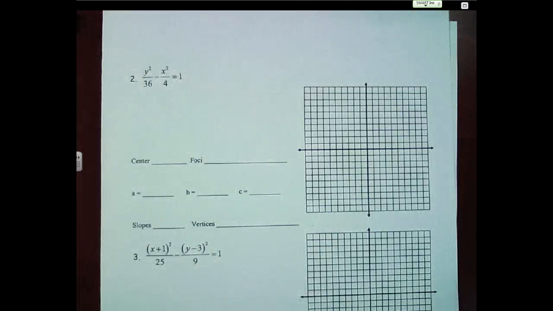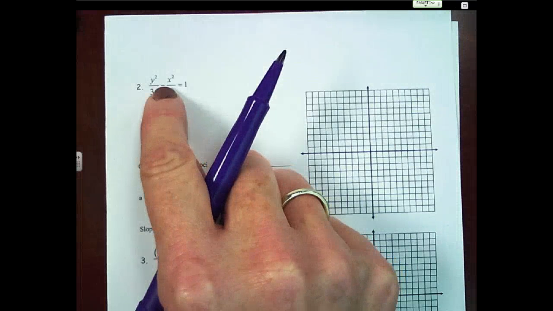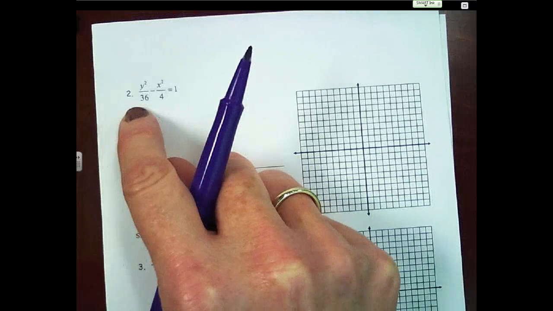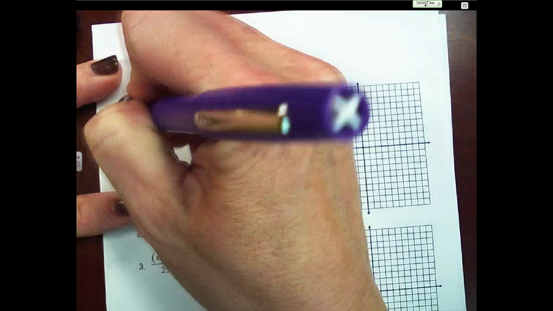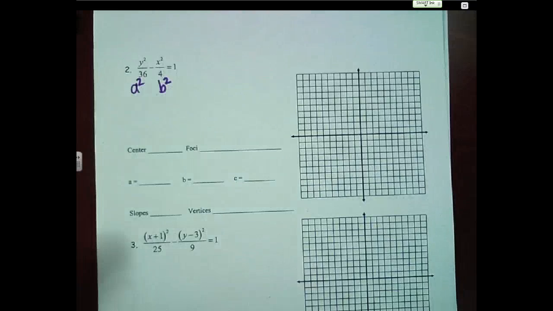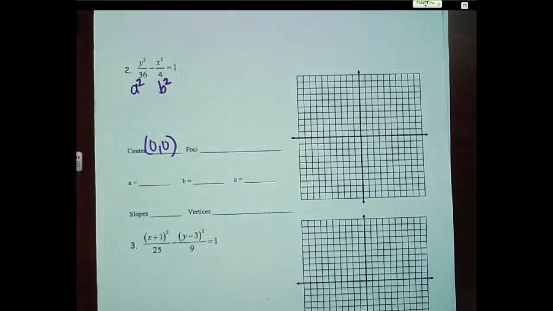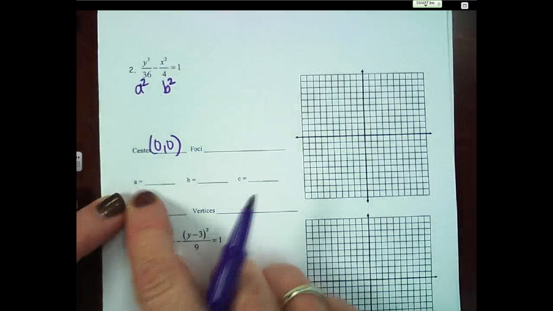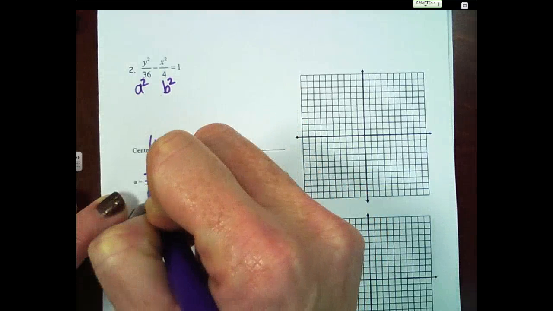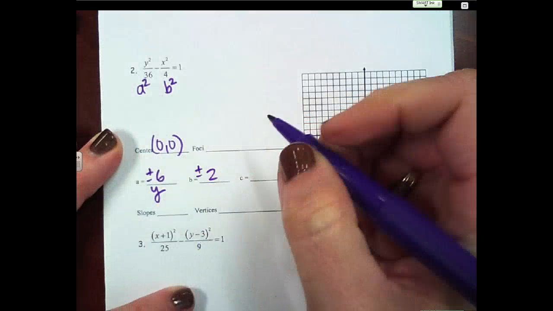Number 2. Okay, in this case, remember there's a minus here. So you're looking at the lead, it's an ellipse. So the first one is always A. So this is A squared and this is B squared. What's my center? 0, 0 again. And now A would be plus and minus 6 on the y-axis. This time the major axis is y. It's going to open up and down instead. B would be plus and minus 2, and it belongs to the x-axis.